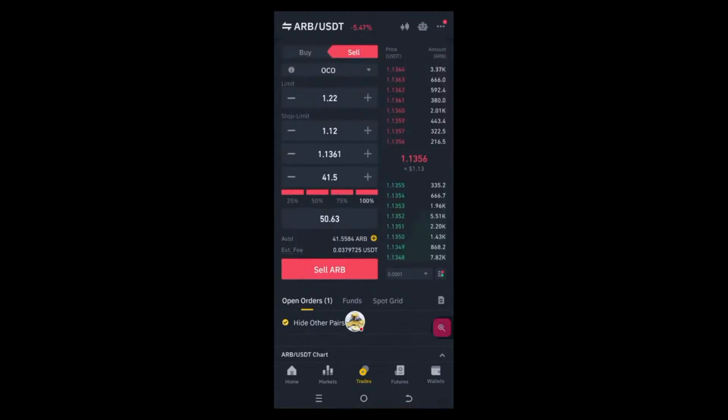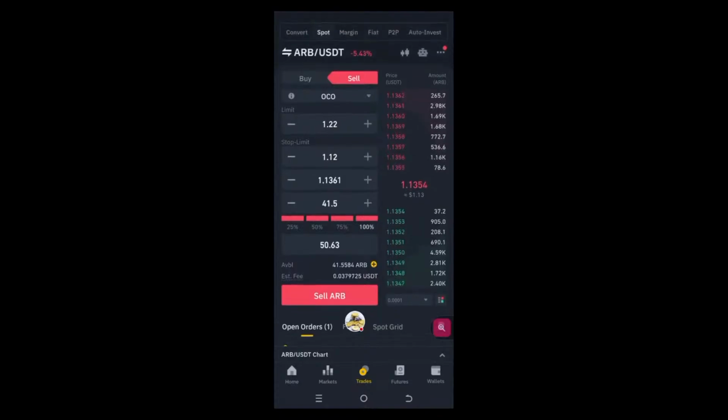By the time I click on sell ARB, one of two things is going to happen, and that's one cancels the other. If for any reason my price doesn't get to 1.22 and it goes low to 1.12, it's going to trigger, and then I lose that money, because I'm not going to get the amount I set. It will cancel it at my stop loss. It's not going to go up to OCO again. It's just going to cancel the trade and I lose that money.